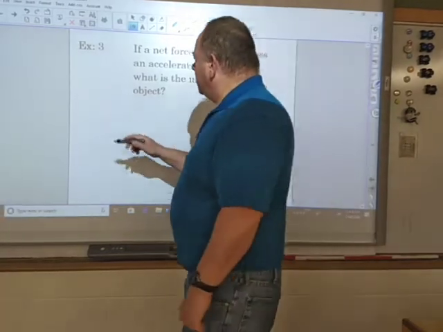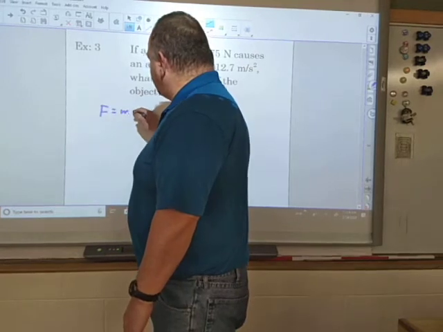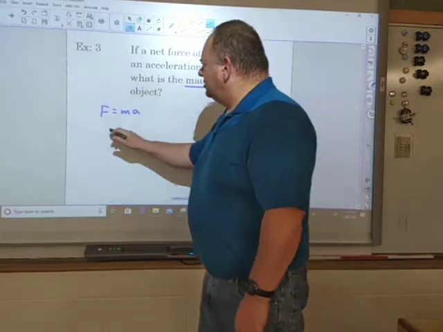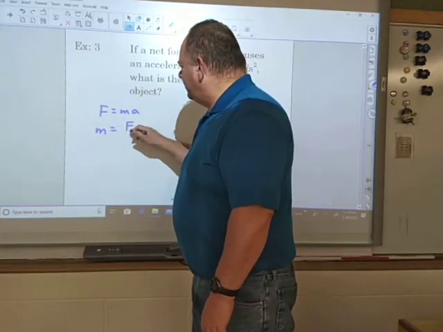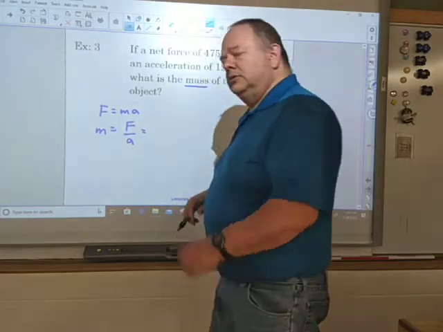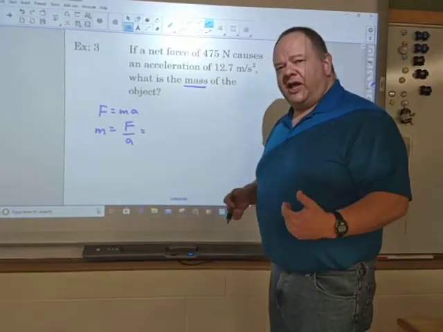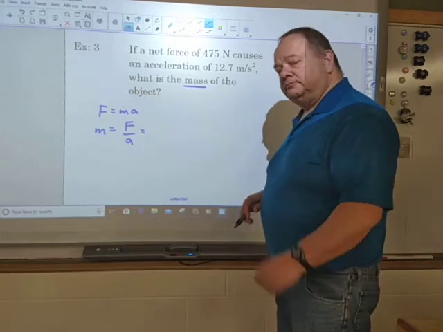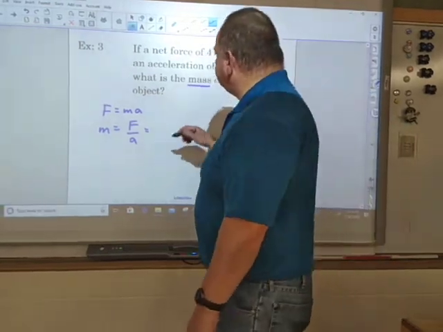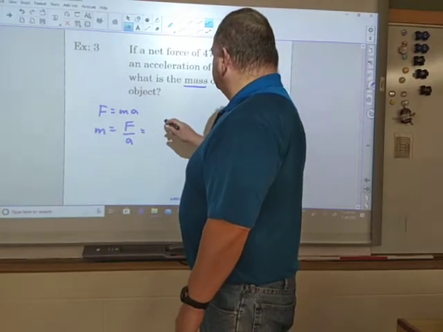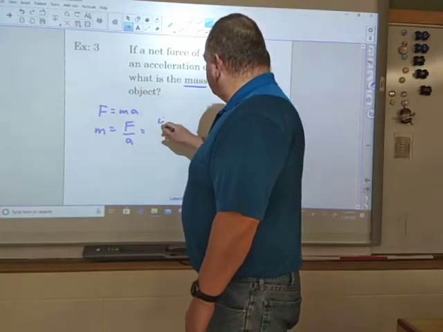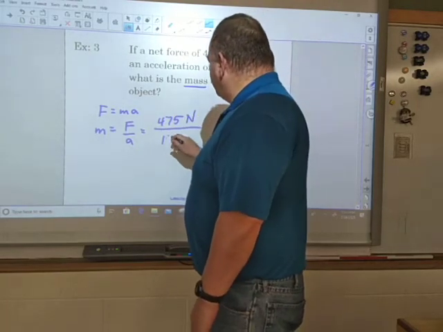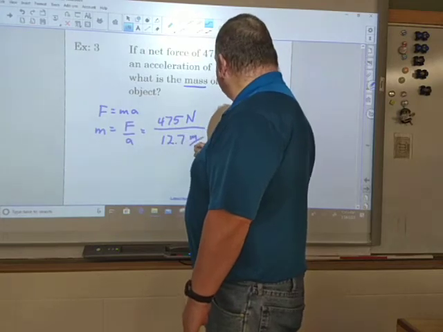Hope you did it. If F equals m times a, in this case we're looking for the mass, so mass equals F over a. Plug in your measurements and do your math. Pause until you have it done. Hope you have it done. Alright, our force was 475 newtons, and we're dividing by an acceleration of 12.7 meters per second squared.